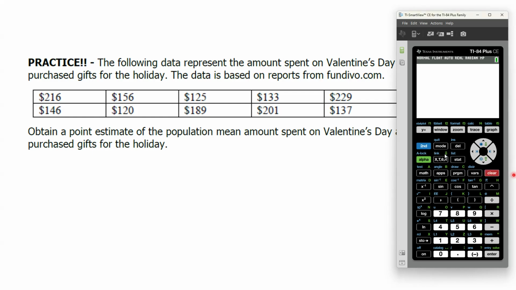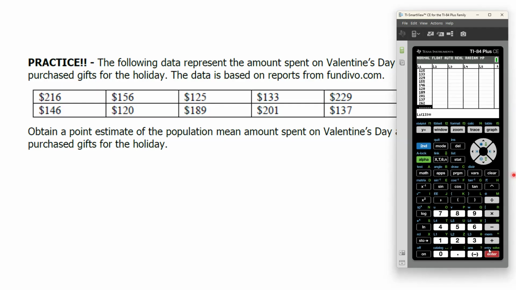Alrighty. So let's go to our list and let's enter in our data. 216, 156, 125, 133, 229, 155, 146, 120, 189, 201, 137, and 262.